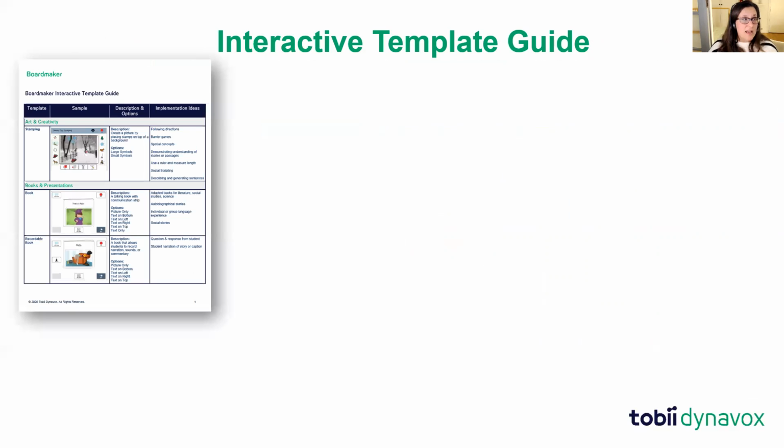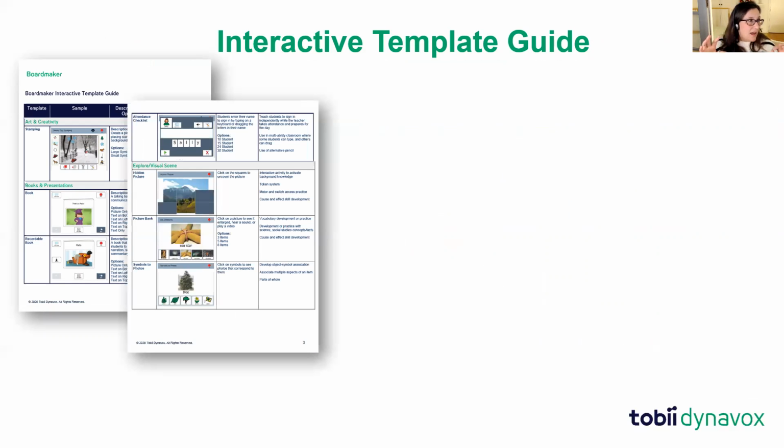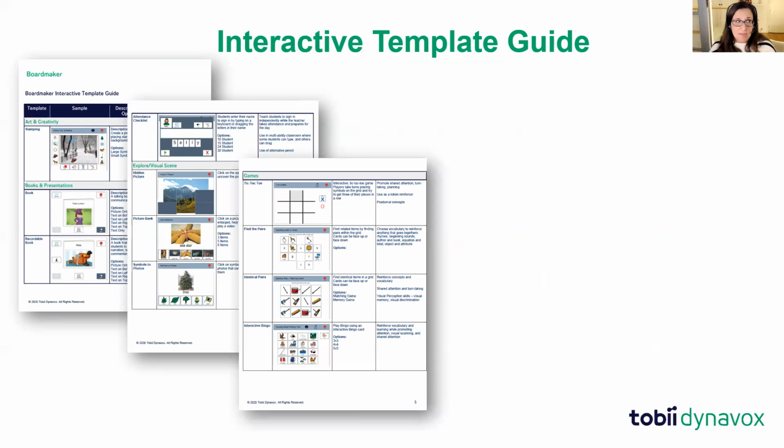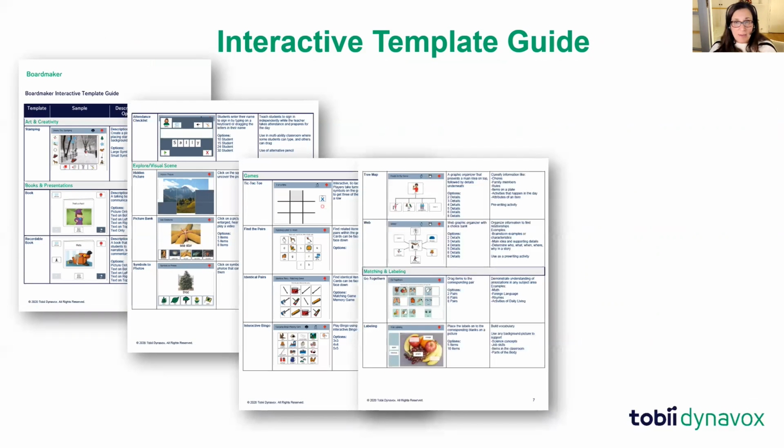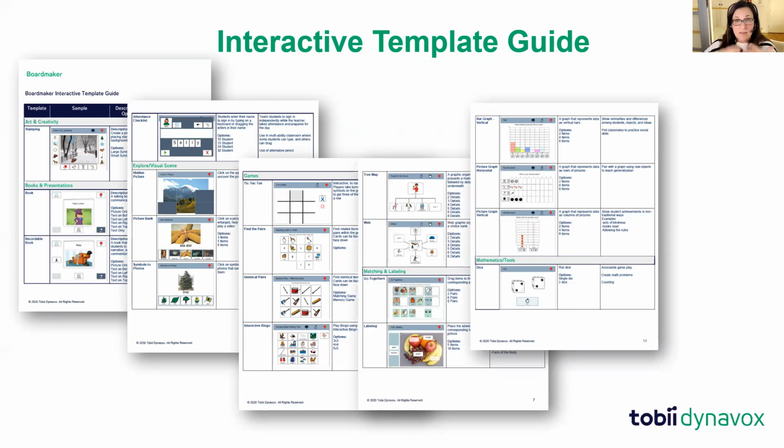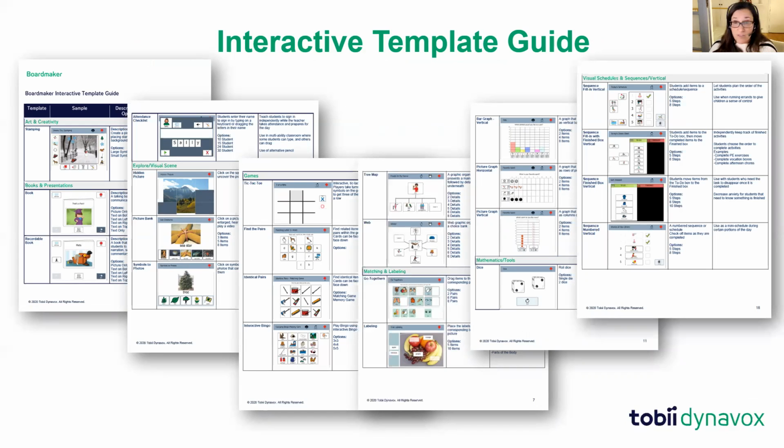So with the interactive templates, we have a guide, and I'm going to send you links to everything in the follow-up. The guide is jam-packed with ideas. It gives you a sample of all the templates, and they really will vary from art activities and books to creating visual scenes and having some exploration through concepts. You can also go in and play games. You can do matching and labeling activities. You can do maths from counting to all different kinds of graphs, as well as visual schedules and supports. And these are just a few of them.